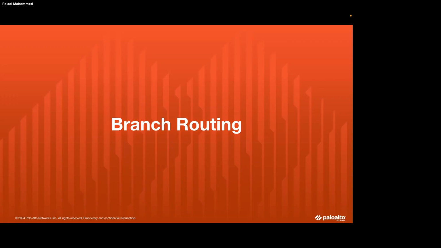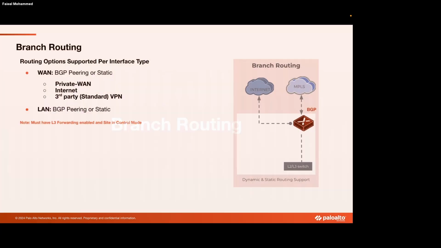The branch routing. For this session, we're discussing the Prisma SD-WAN branch routing only for static and BGP. As I mentioned, the routing is done for the WAN peering as well as the LAN peering. We support BGP as well as static. As Michael asked during the chat, we do support OSPF from 6.4 and above.